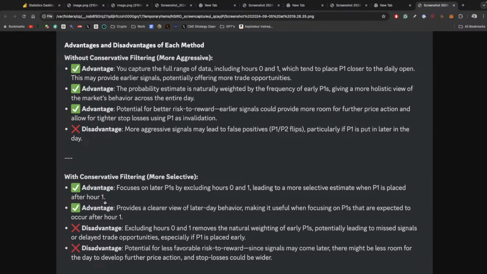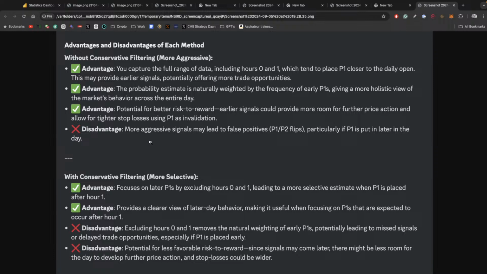With conservative filtering, more selective, the advantage is focusing on later P1s by excluding hour 0 and 1, leading to a more selective estimate when P1 is placed after hour 1. Another advantage is that it provides a clear view of later day behavior, making it useful when focusing on P1s that are expected to occur after hour 1. The disadvantage is that you remove that natural weighting of early P1s that we discussed, so you do not get that holistic view, and this can lead to missed signals or delayed trade opportunities, especially if P1 is placed early. And this is very important because this happens often, right? It happens often. Another disadvantage is that potentially there's less favorable risk to reward.